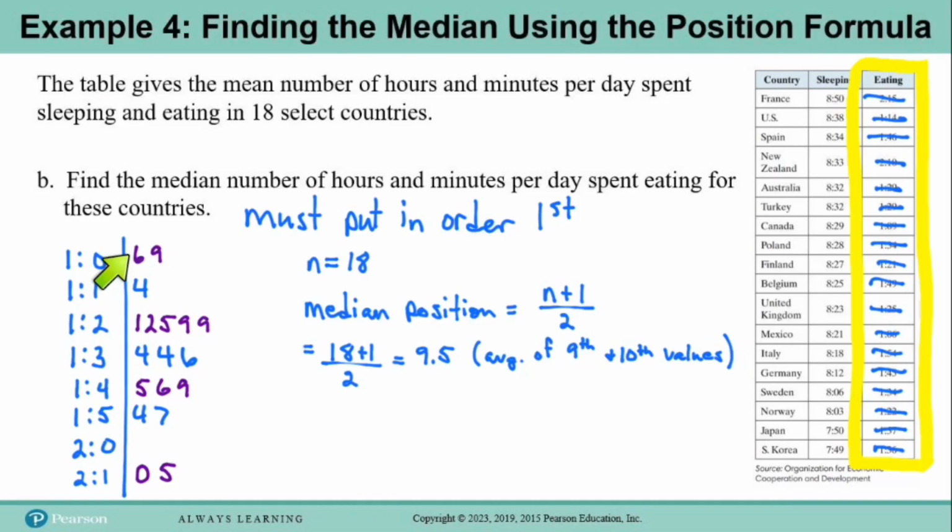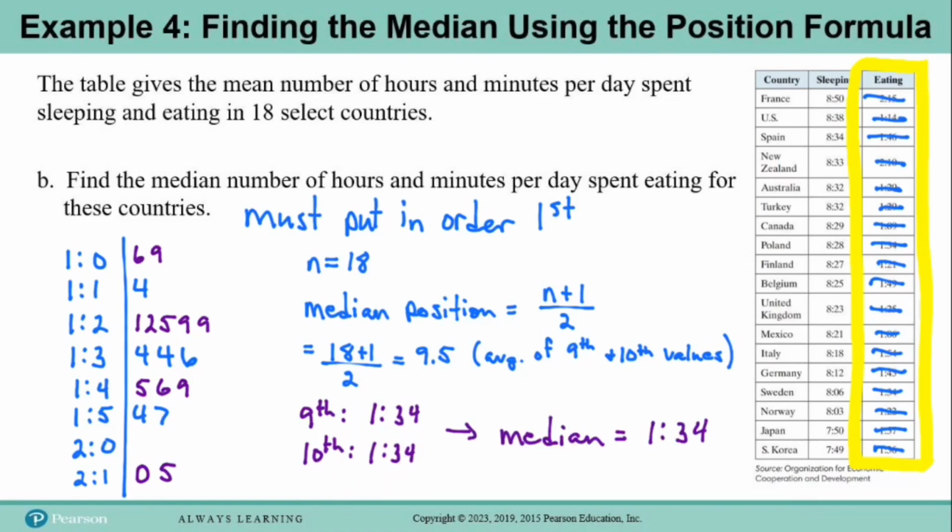So let's just count here. 1, 2, 3, 4, 5, 6, 7, 8, 9, 10. So the two values that are in the 9th and 10th position just happen to be the same. They are both 1 hour and 34 minutes. And so lucky us, we don't even have to average these two numbers because their average will be 1 hour and 34 minutes. So the median time spent eating for these 18 countries is 1 hour and 34 minutes.